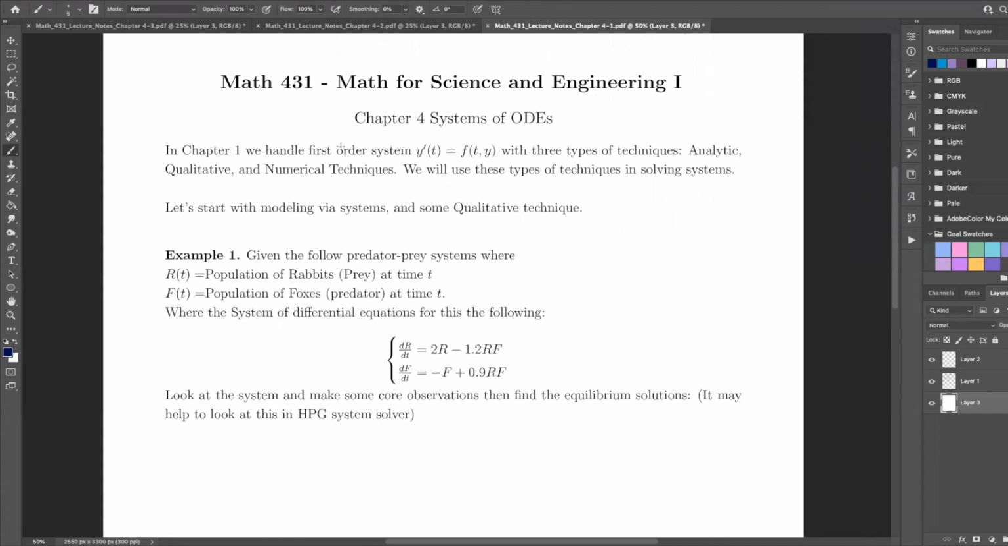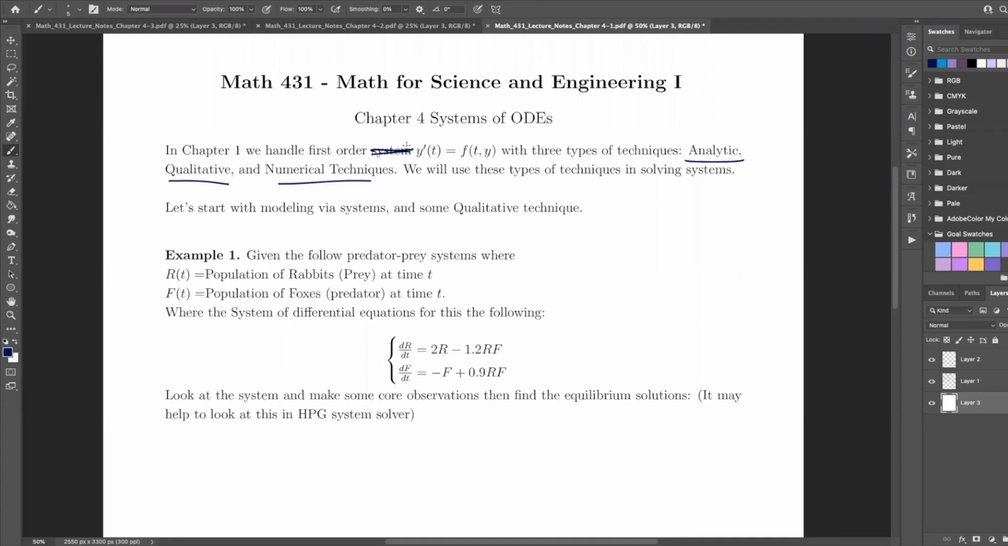And so in chapter one, we handled first order problems. They weren't systems at that point. Sorry, first order problems, using three techniques: analytical techniques, qualitative techniques, and numerical techniques.